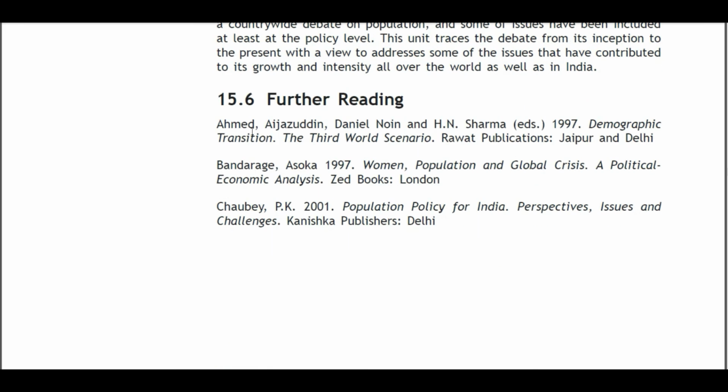15.6 Further reading. Demographic Transition, the Third World Scenario. One book is there. Then Women, Population and Global Crisis, a Political Economic Analysis. Another book. And there is Population Policy for India, Perspective, Issues and Challenges.